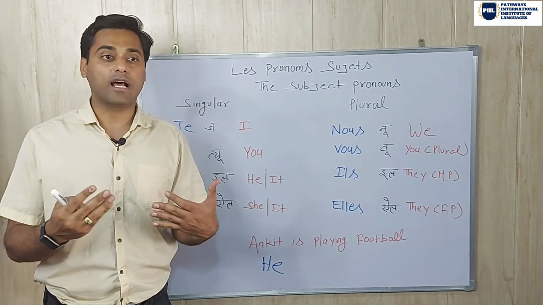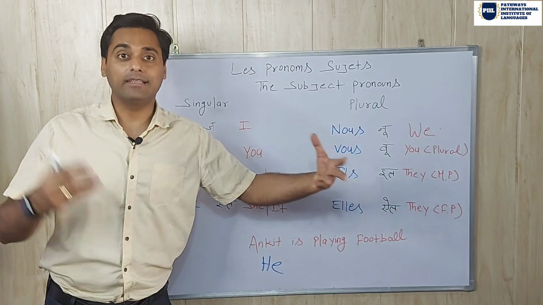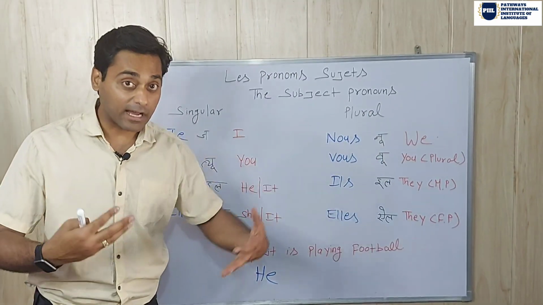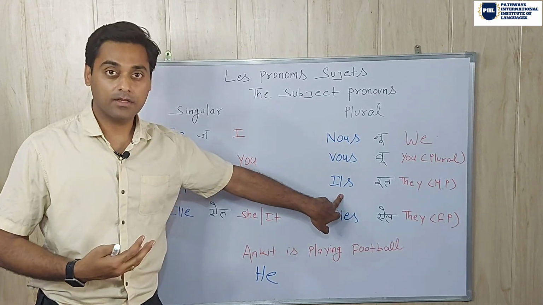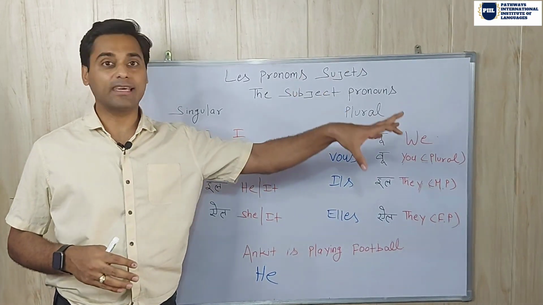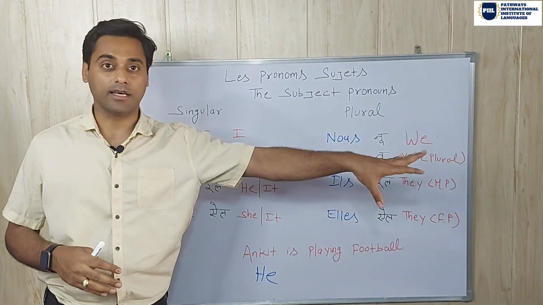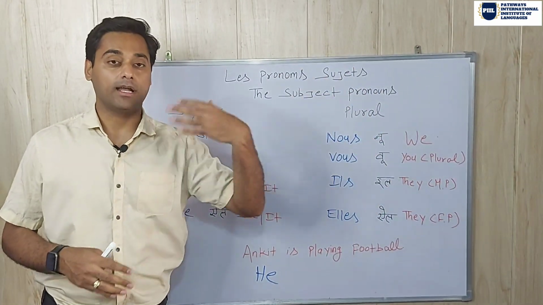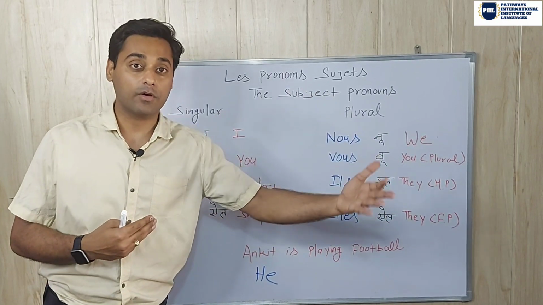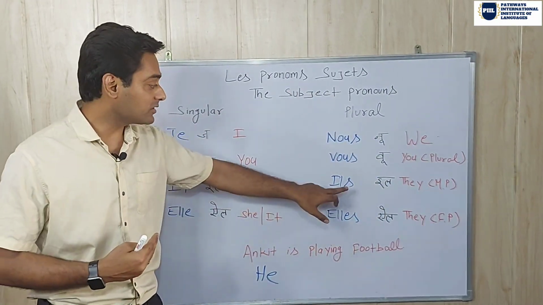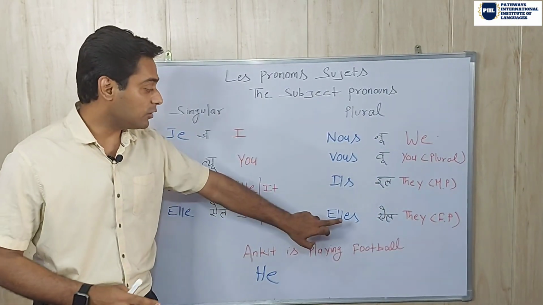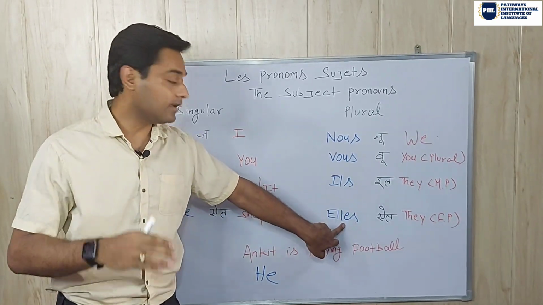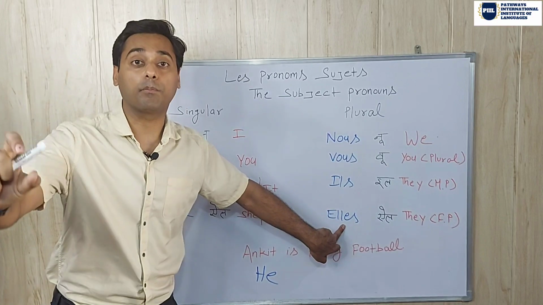But what if there are boys and girls both, and now I want to address them as they, then I would use ils. For example, Ankit and Riya are there. So one is masculine, one is feminine, and I want to address them as they. Okay, then which one do I use? I would use ils, which means we use elles only for feminine plural.